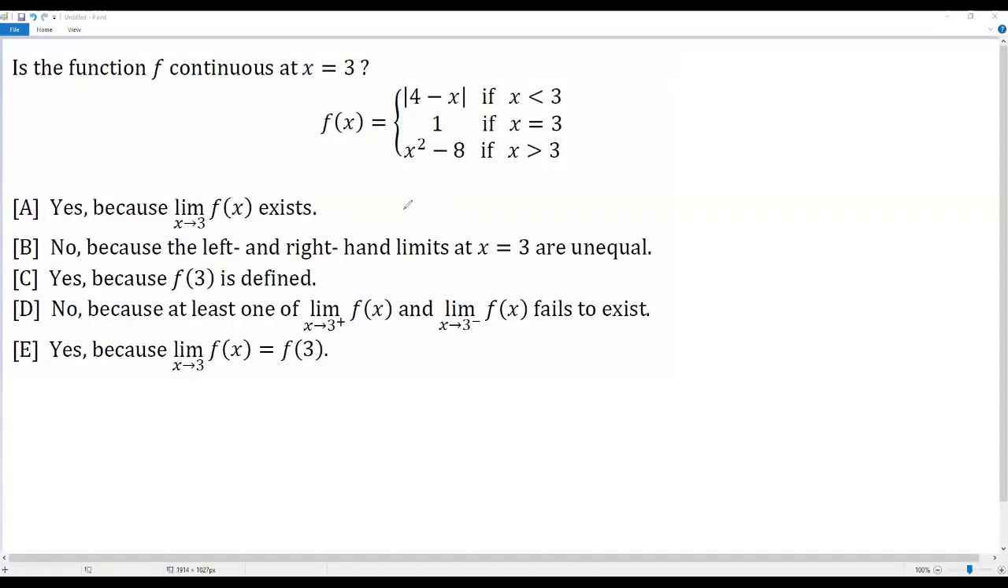Here we have a pre-calculus problem. Okay, let's go to the question. Is the function f continuous at x equals 3? We have a piecewise function and we have to check whether the function is continuous at x equal to 3.